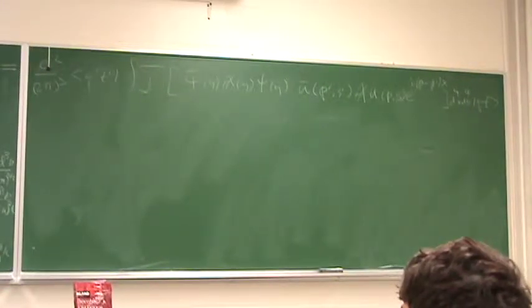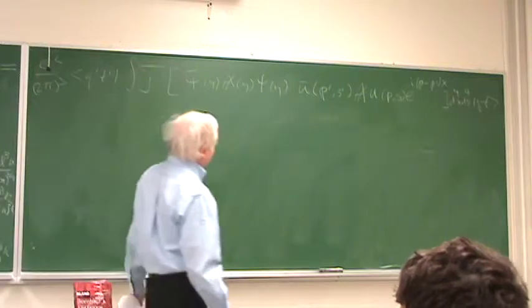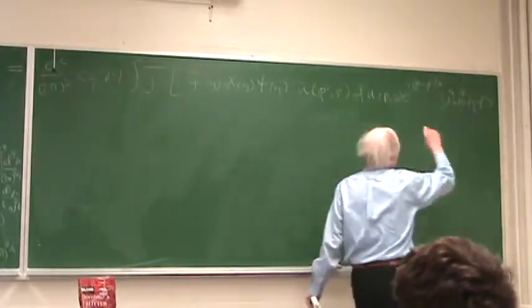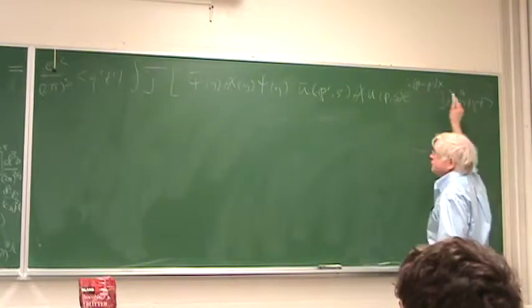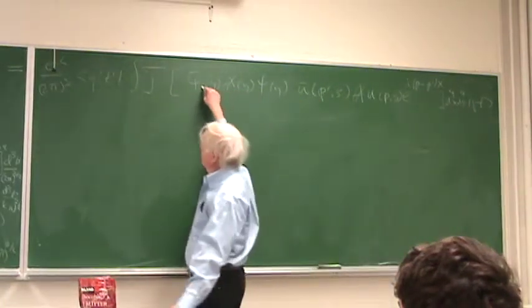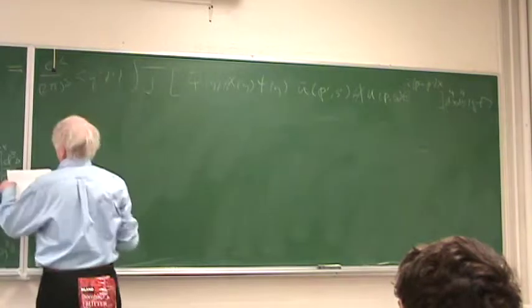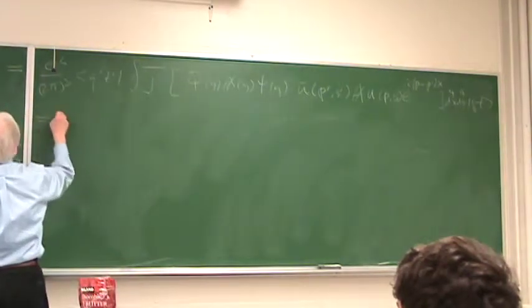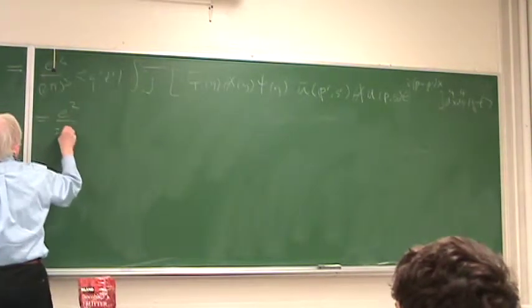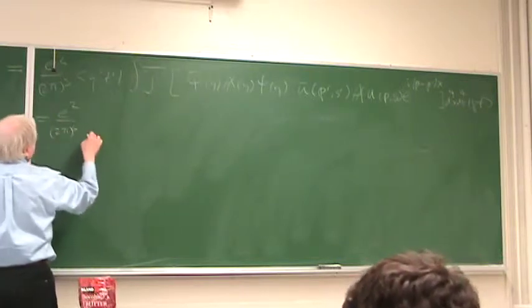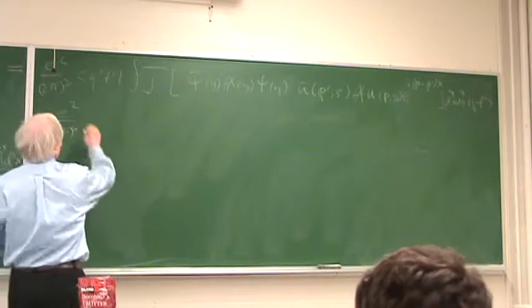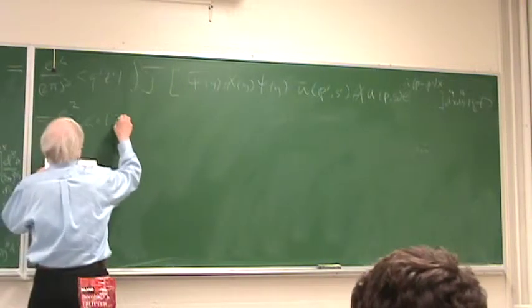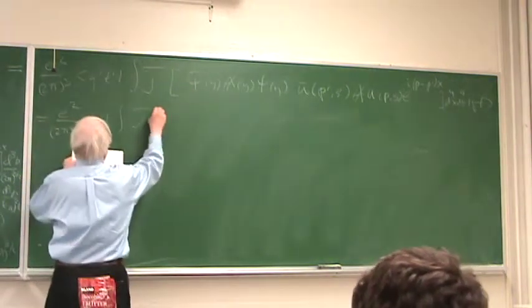Well, what happens now is that this psi annihilates this electron, and this psi bar annihilates that electron. And so what we get then is e squared over (2 pi) to the sixth. And now we have a vacuum integral of a time-ordered product.